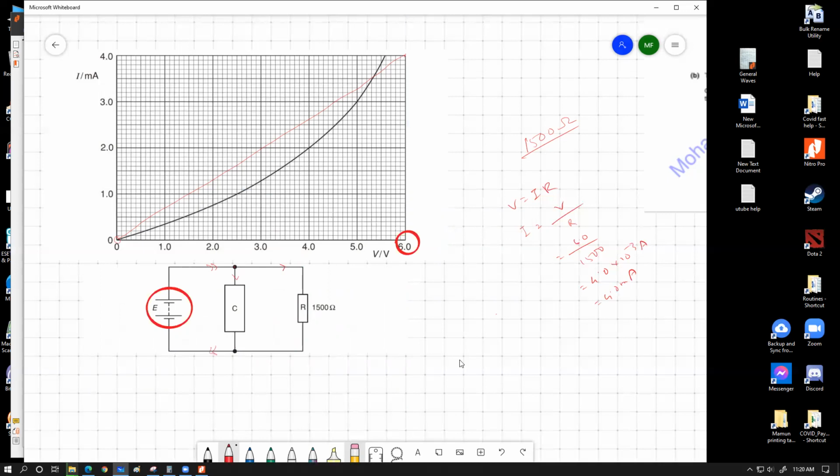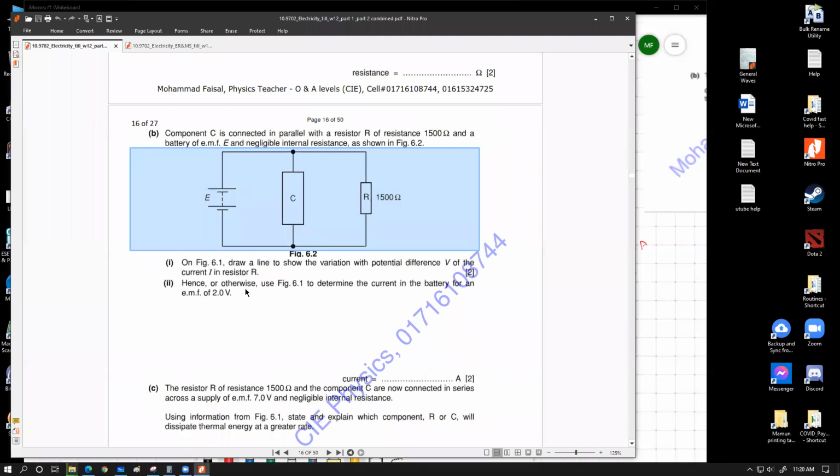What is the question asking us? The question is asking us, hence or otherwise, use figure 6.1 to determine the current in the battery for an EMF of 2.0 volt. So when the EMF of the battery is 2.0 volt, what will be the current that this source will be handling? The total current is being asked. It is very simple to solve this question just by looking at this graph.